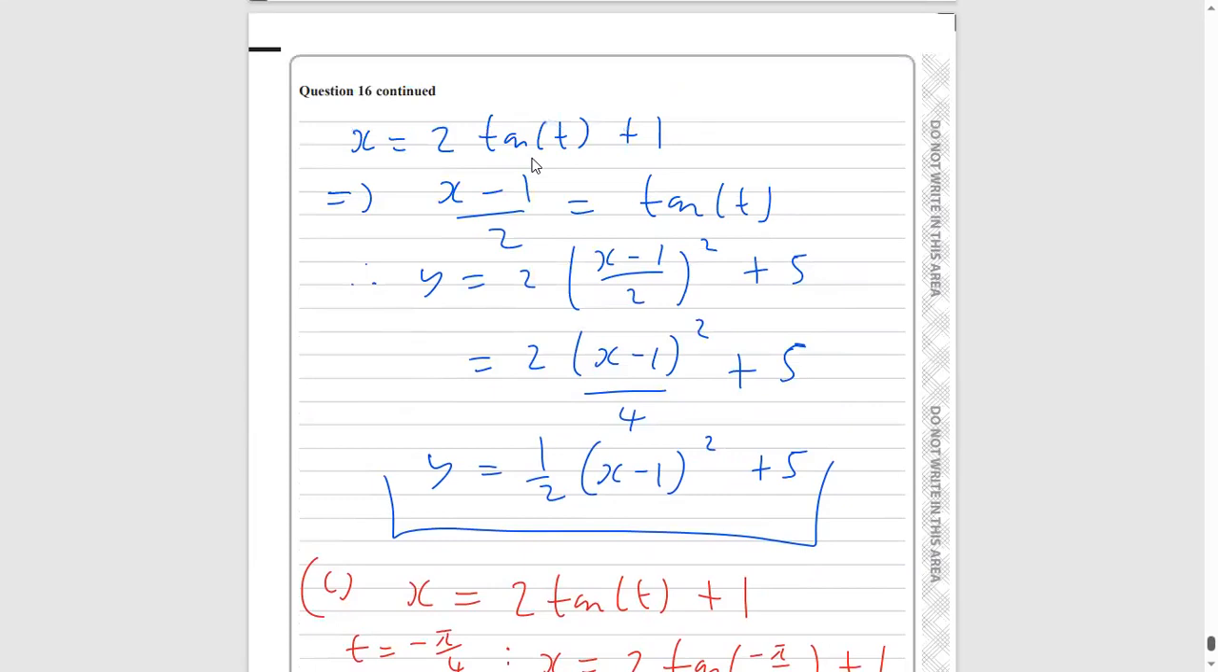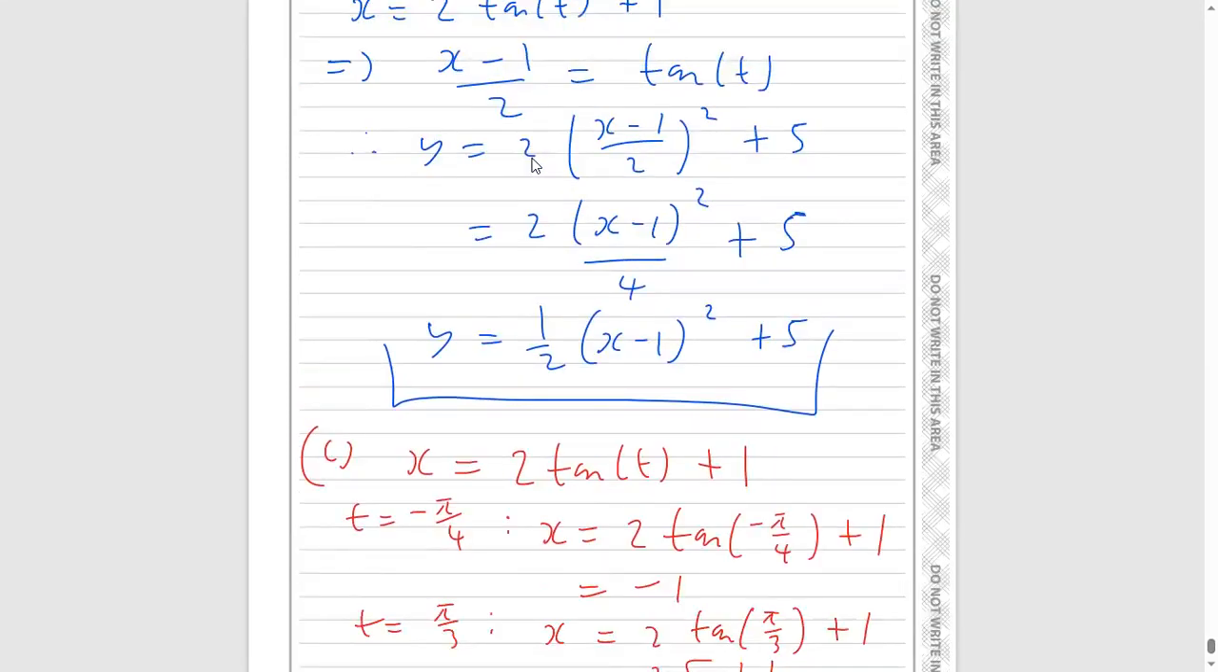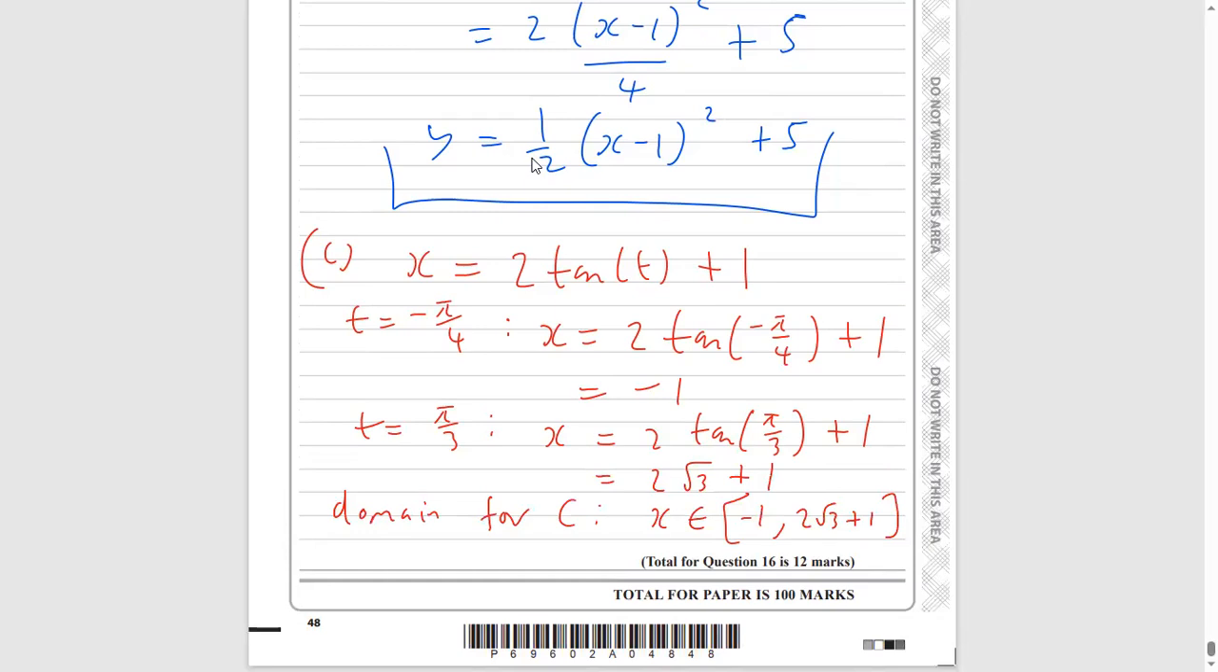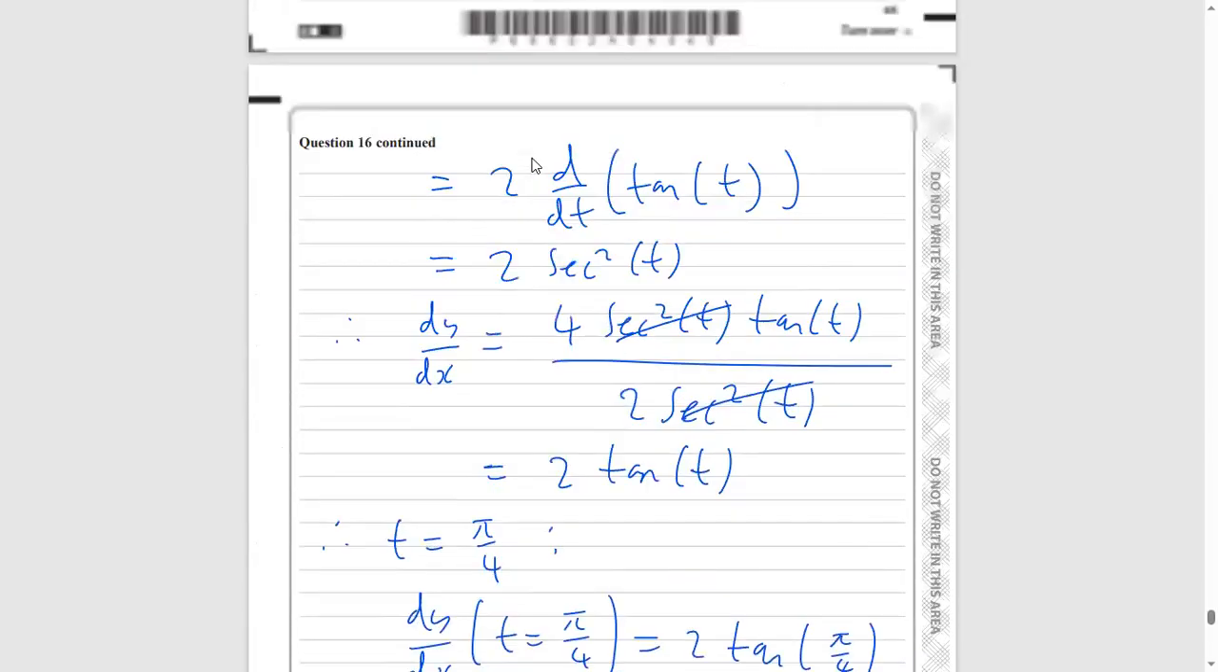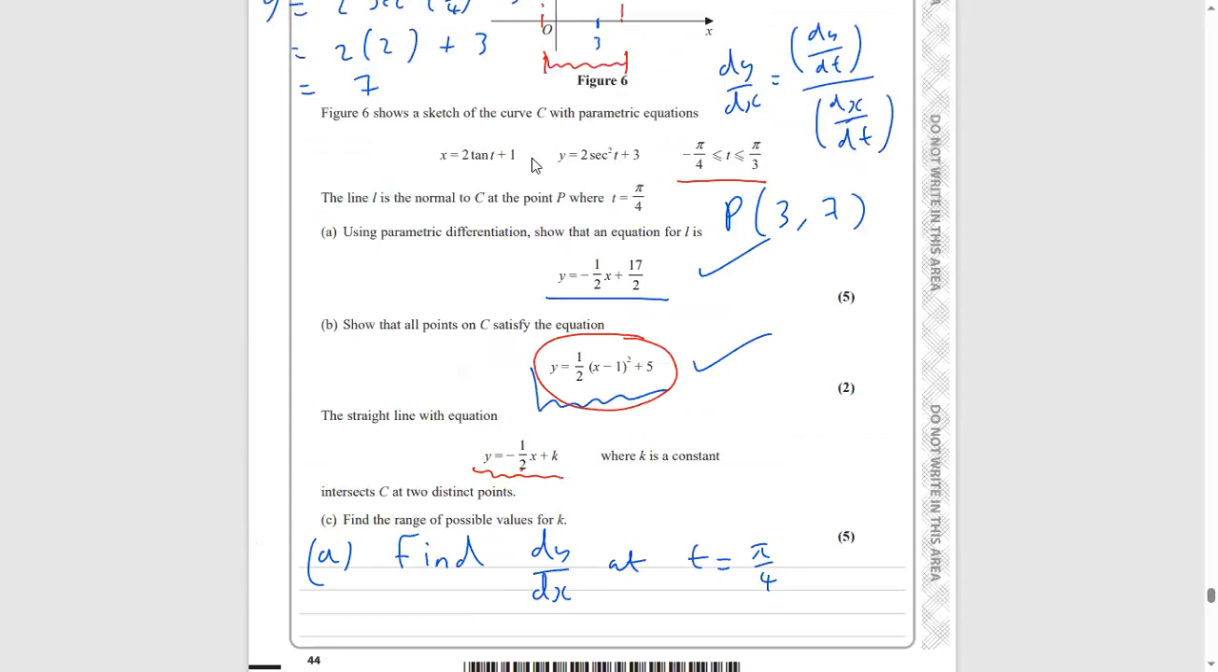So what we're going to do now is, we've got the Cartesian equation for the curve defined between x equals minus 1 and x equals 2 root 3 plus 1. So this is the curve C for these particular x values. And then we've got this new straight line with this equation back here, minus half x plus k, and we're going to set these two equations equal. So we set this expression equal to this expression to find the points of intersection in terms of k. In fact, I'm going to go to a whiteboard using my Zoom application. Let me just do this now.